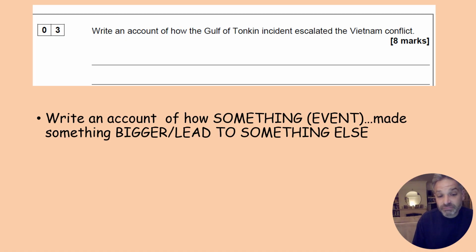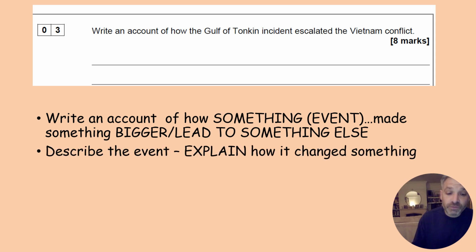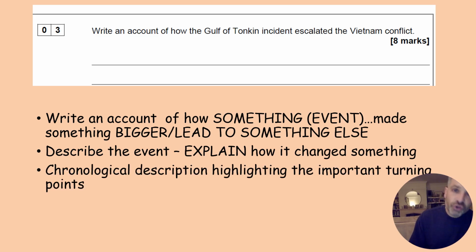So in this case, it's how did the Gulf of Tonkin incident escalate the Vietnam conflict? So describe it at least. Even if you can't remember how it made it worse, just say what you can about it. But then ideally what you're doing is explaining how over time things got more problematic, or a problem escalated, or whatever it might be. So you're looking for the chronology of the event, what happened, but you're also looking to show how at each stage things then got more tense and led to something else.